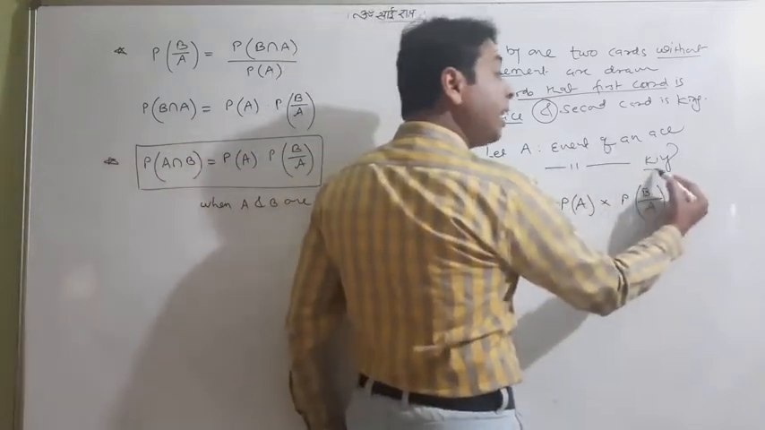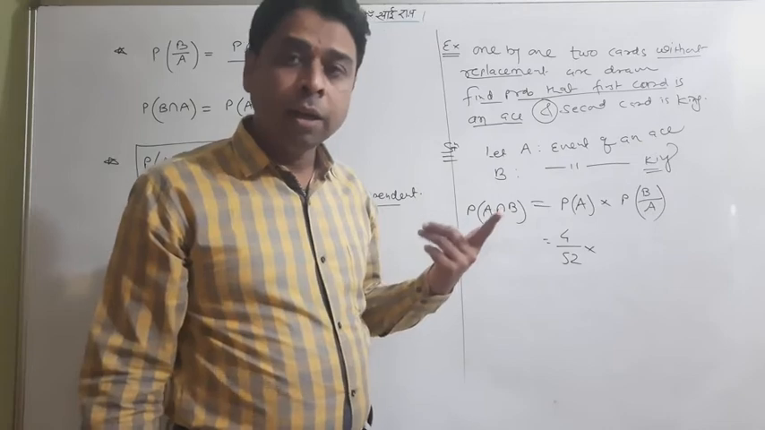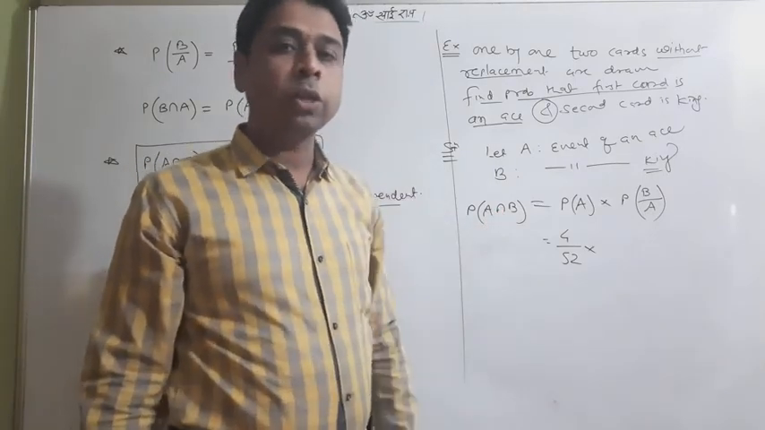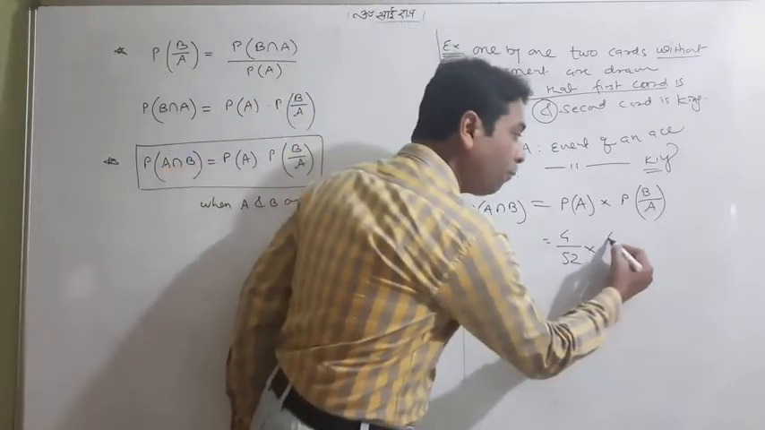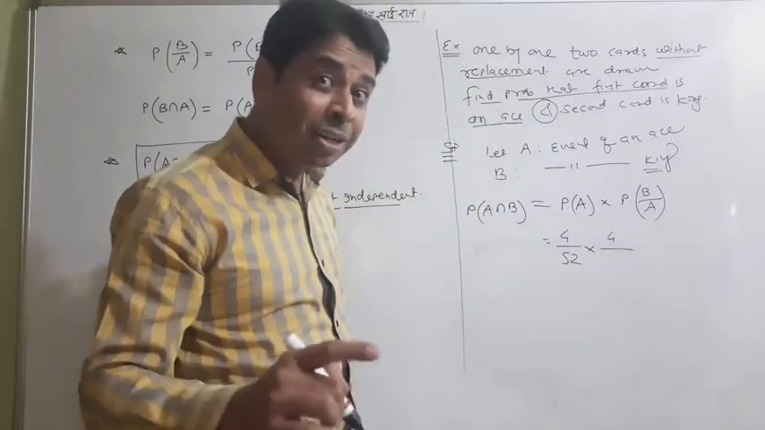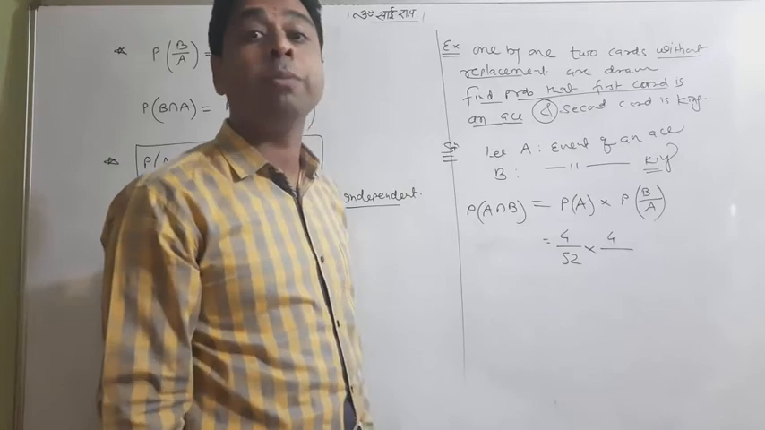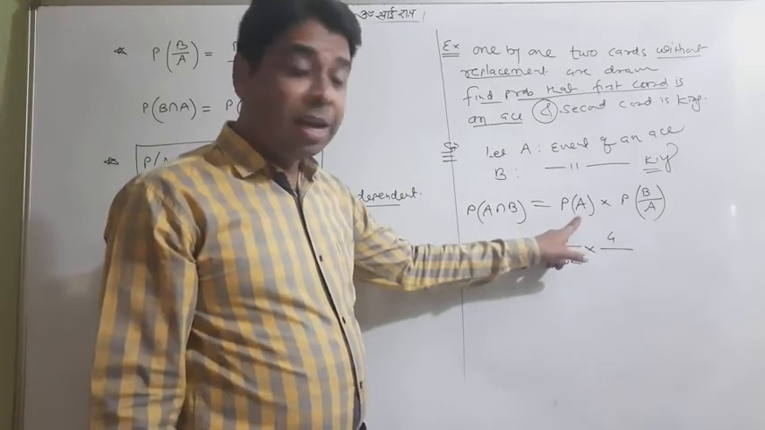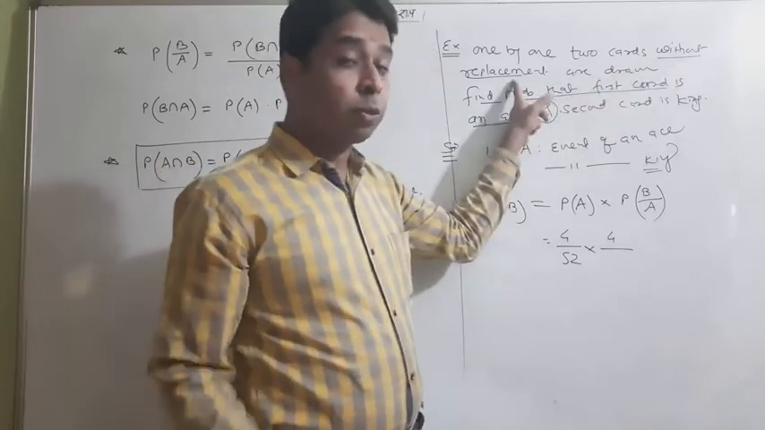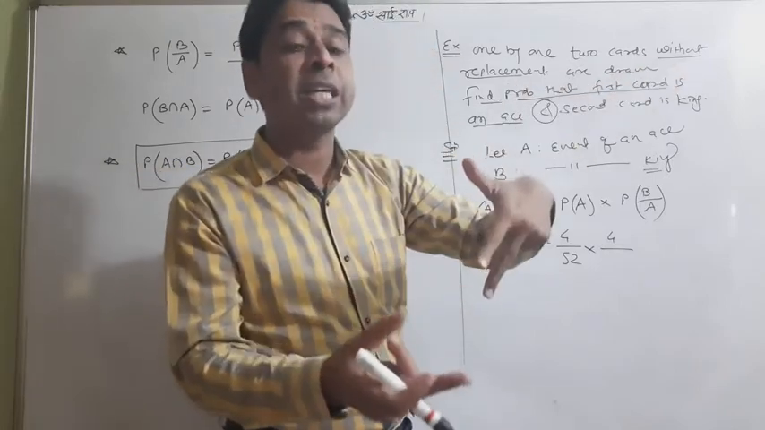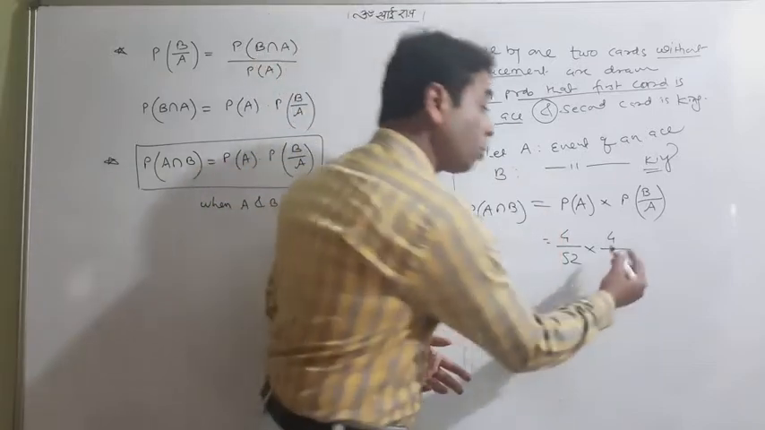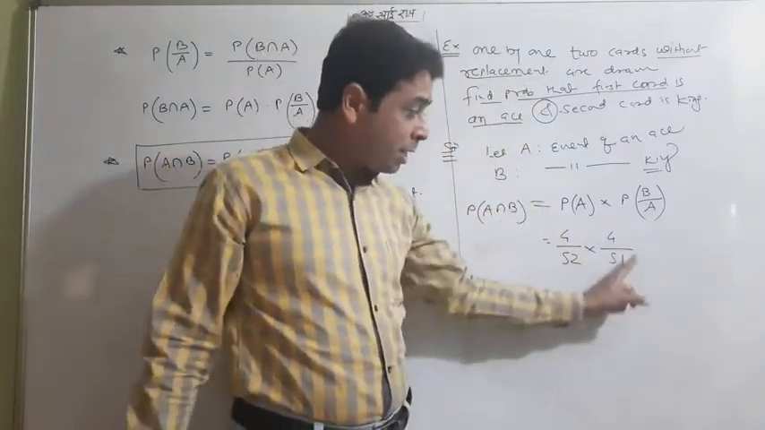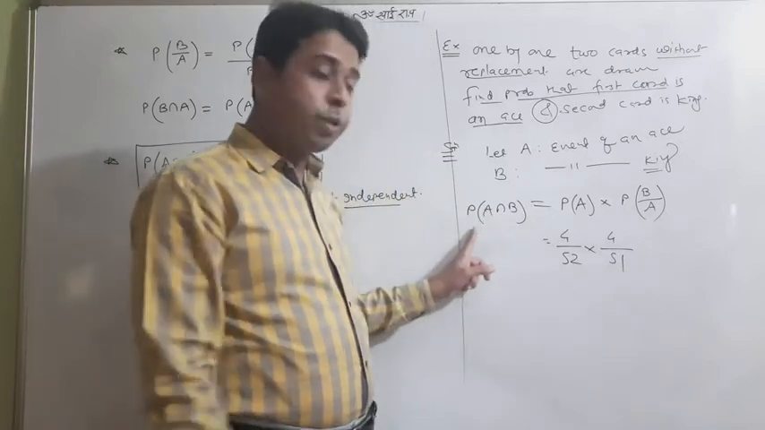The second event is a king card. So how many kings are in a shuffled deck of 52 cards? Definitely we know the number of kings is 4. So this time it is 4 upon the number of cards, and that is important, the number of cards remaining will be 51, because the first card was drawn and was not replaced. So the number of cards remaining in the deck is 51. Whatever answer we get, it is the answer for P of A intersection B.